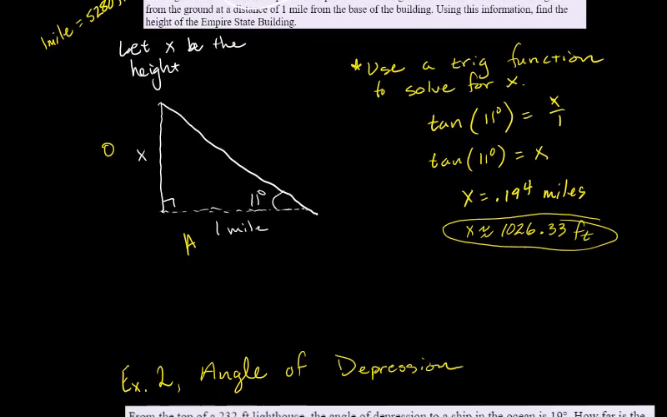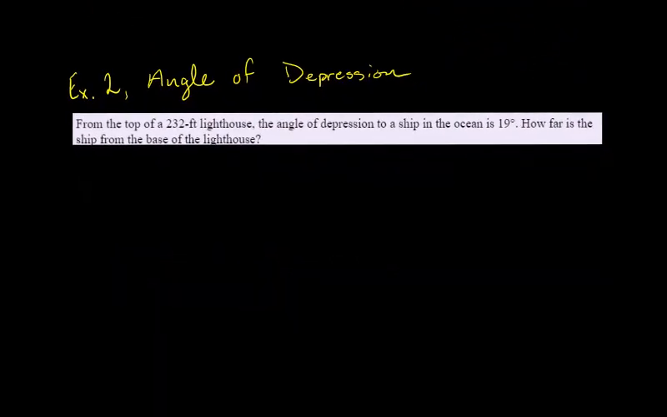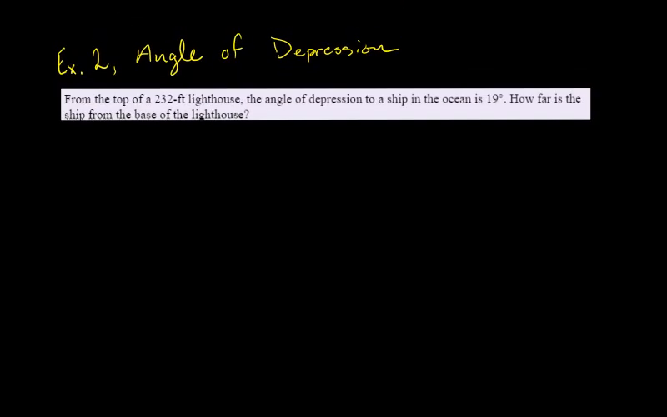All right, let's do another with angle of depression. All right, so here we go. We've got from the top of a 232-foot lighthouse, the angle of depression to a ship in the ocean is 19 degrees. And so you've got, how far is the ship from the base of the lighthouse? That's what we're going for.